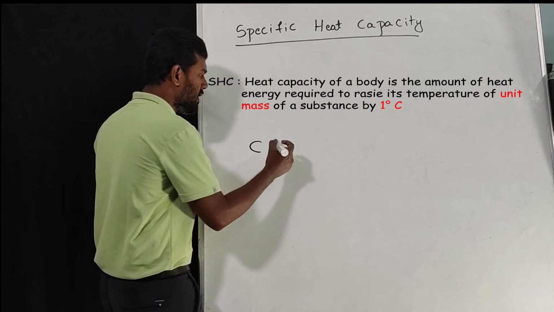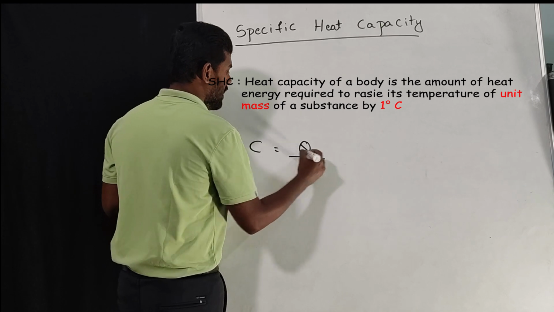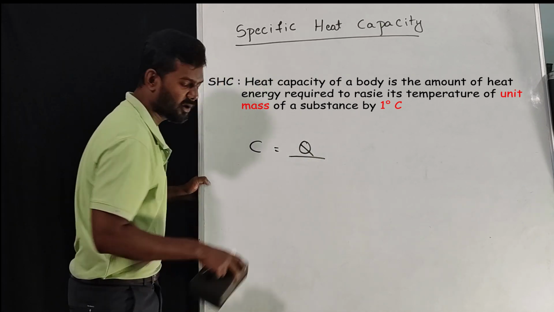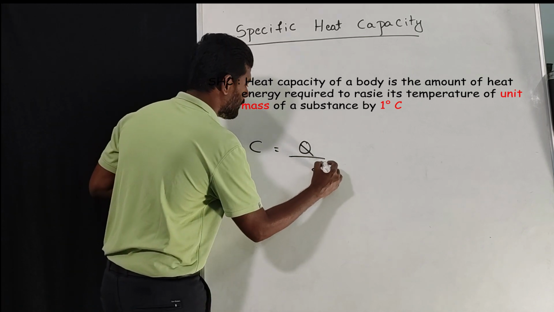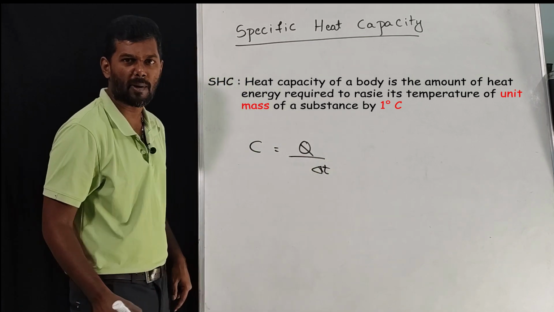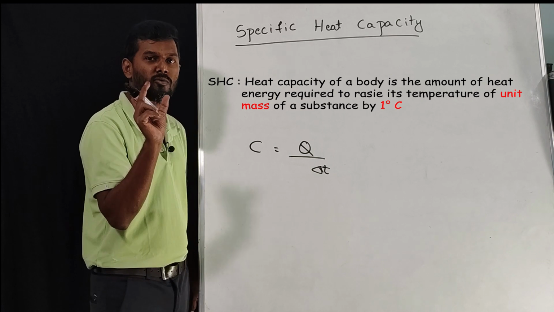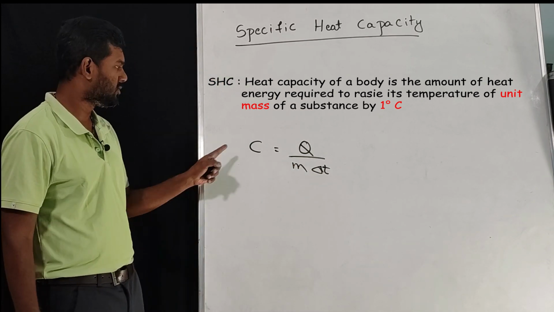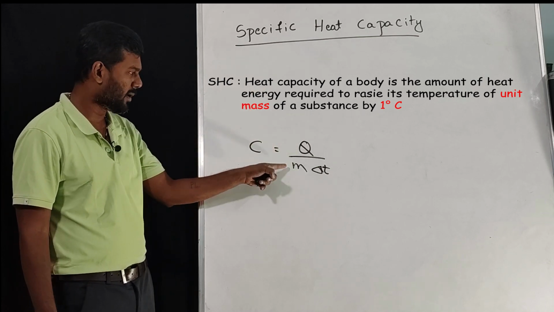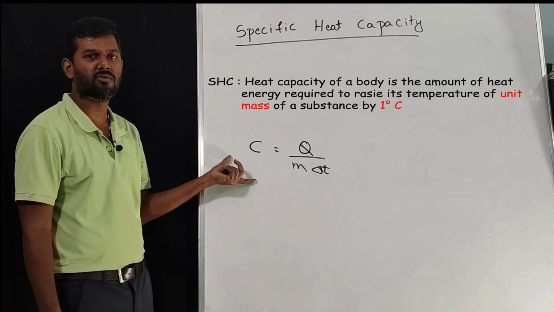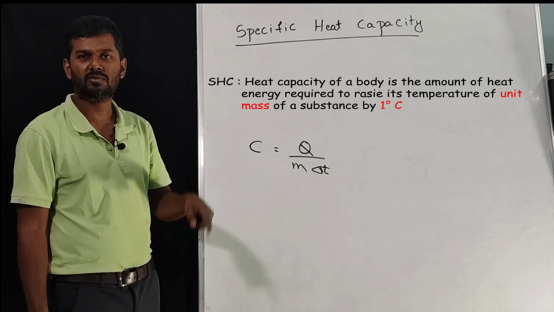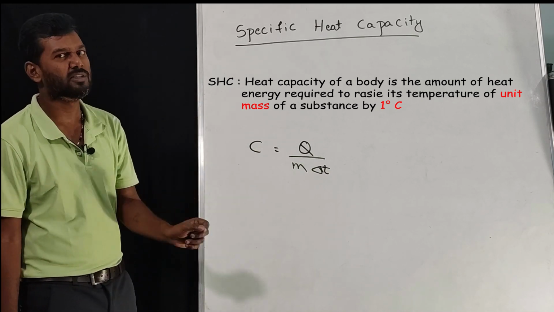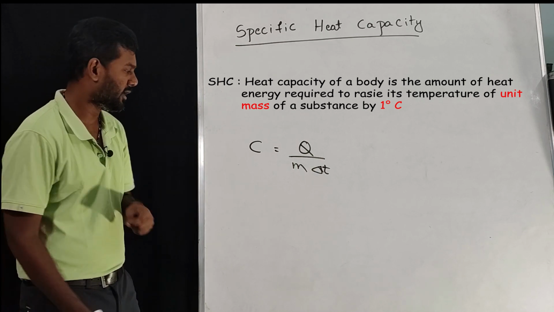Now we'll go for the formula. See, this was the formula for heat capacity, correct? This was the formula for heat capacity. Now we are adding one more word, unit mass, so we have to divide it by mass. So C is equal to Q by M delta T. This is the formula to find the value of specific heat capacity. If you can find it, it is a physical quantity. If it is a physical quantity, it has some unit, correct?